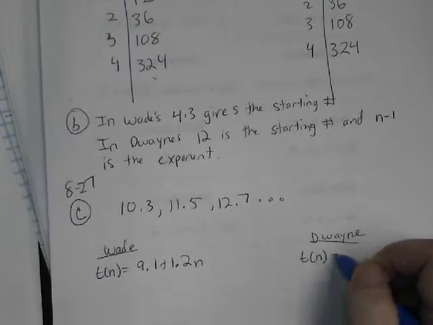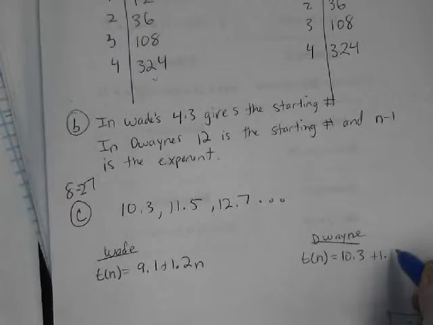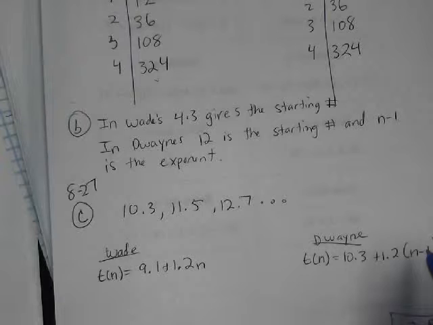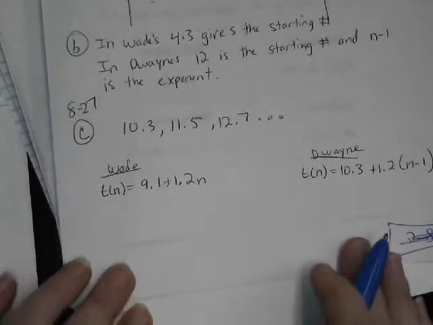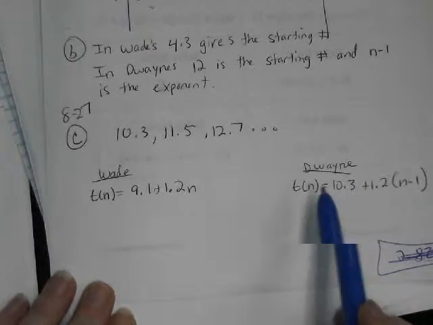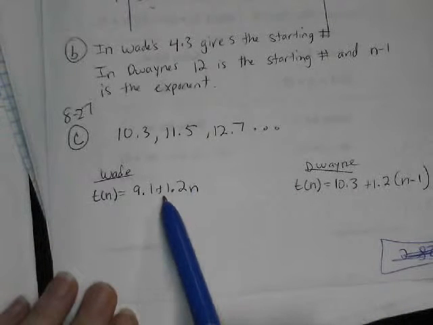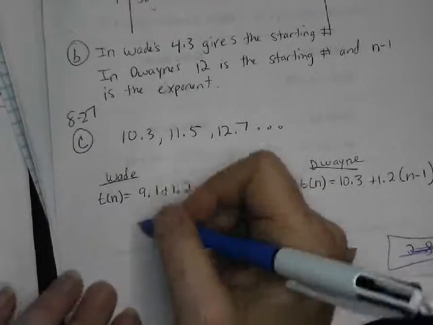T of n, 10.3 plus 1.2. Make a table of the first four terms. Are both forms of the equation correct? So we're going to do the whole thing, what we just did a second ago, again. This one starts with the starting number, and then it kind of makes up for it with the n minus 1. This one, not sure.